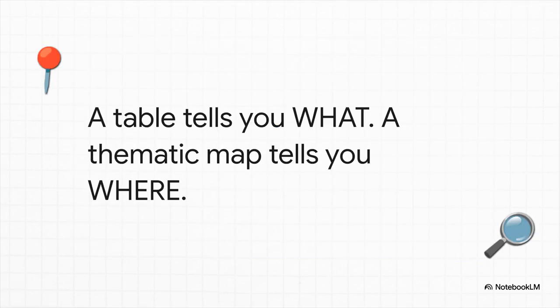So to wrap this all up, a table tells you what the values are, but a thematic map tells you where those values occur, helping you discover patterns that are otherwise completely invisible. As you look at the world around you, remember that behind every boring list of numbers is a physical place, a location, a pattern just waiting to be discovered. You are now fully equipped to be a data detective. So where will your data take you next?